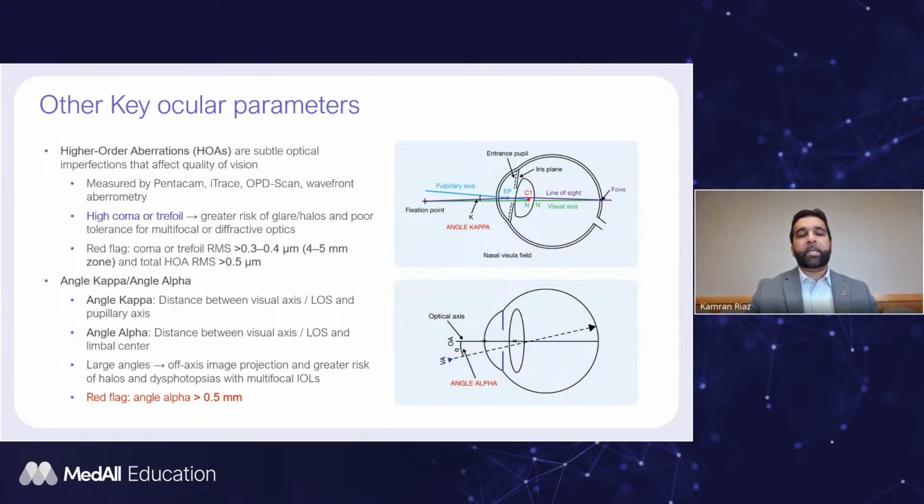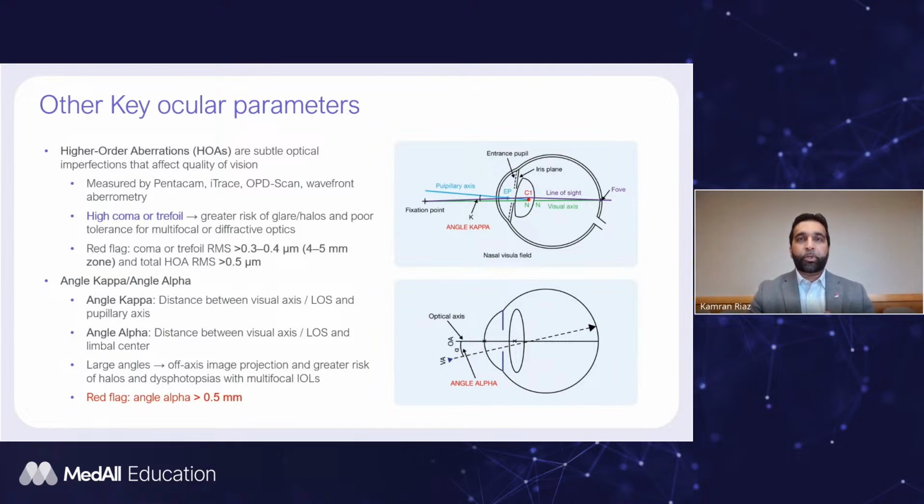Shifting gears here to angle kappa and angle alpha, something which confuses a lot of surgeons, especially trainees, is what the heck are these angles? Well, angle alpha is the difference between the pupillary axis and the visual axis. Technically, it's the line of sight, because the visual axis gets broken up through the nodal points. So really what we can measure is the line of sight. But I think for so many years, we've always used the word visual axis. So I'll use it, even though I give the disclaimer that it's not the most academically correct term.